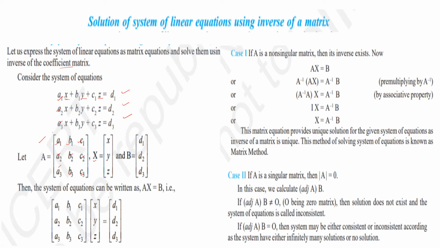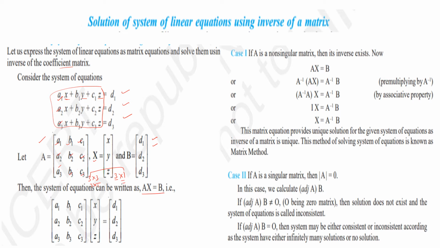So for the product of this to give you this result, we should be having our matrix A as a 3 cross 3 matrix and matrix X as 3 cross 1 for the product to be possible. And the overall result should be a 3 cross 1 matrix, which is d1, d2, d3. Now the system can be expressed as AX is equal to B. A into X will give you this result is equal to B, right?